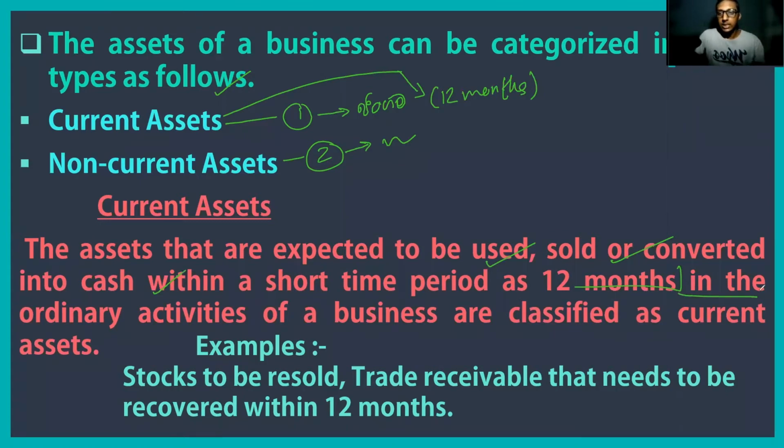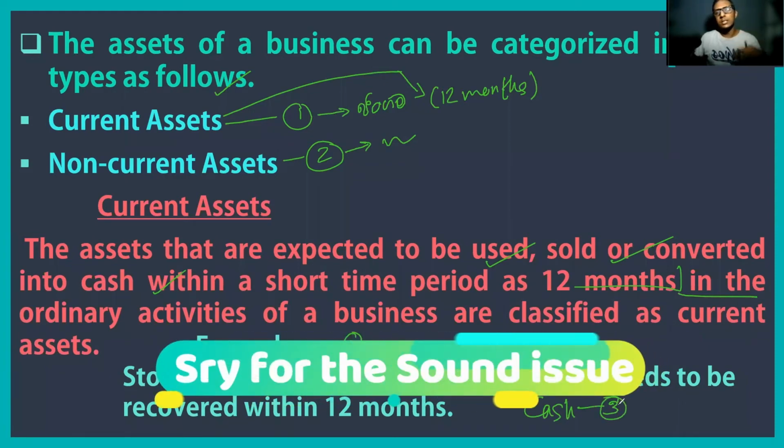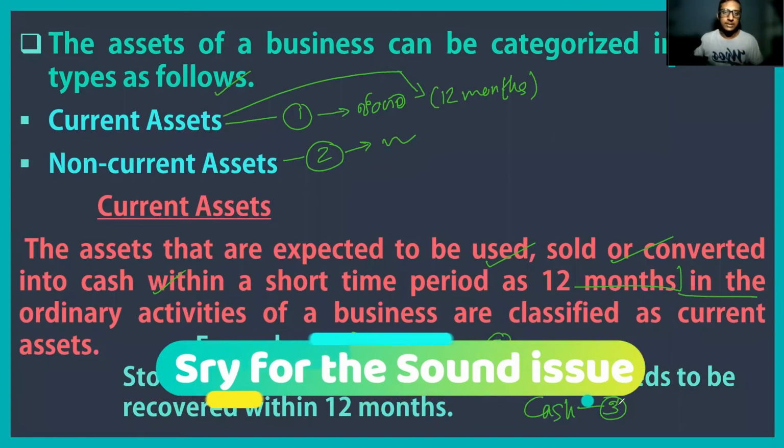In the ordinary activities of a business, there can be some assets that can be used, sold, or converted into cash within a shorter period of time, equal to or less than 12 months. Those types of assets can be considered current assets. Some examples would be stocks to be resold and trade receivables that need to be recovered within 12 months. Other than that, we have cash, and many current assets other than these three.